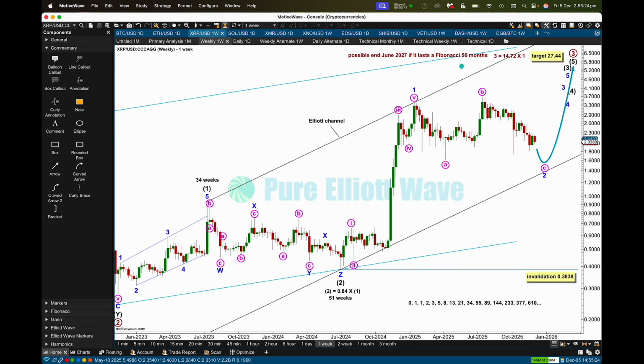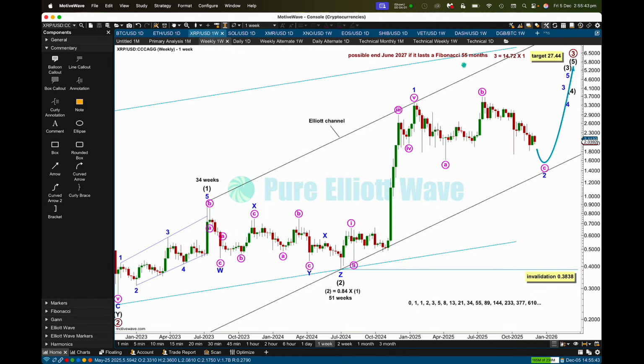Please do note that not all of XRP's waves exhibit durations on the Fibonacci number sequence, so the best estimate we can get is to use that sequence, but we have to be aware it's a bit of a guideline. When we get toward this date, end of June 2027, primary 3 would have lasted a Fibonacci 55 months.